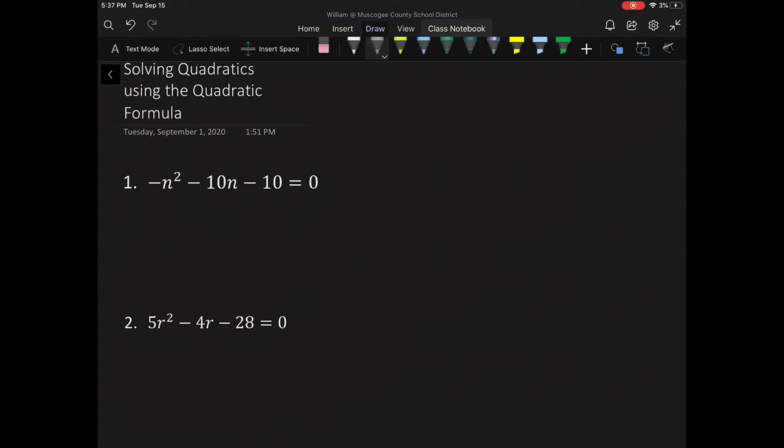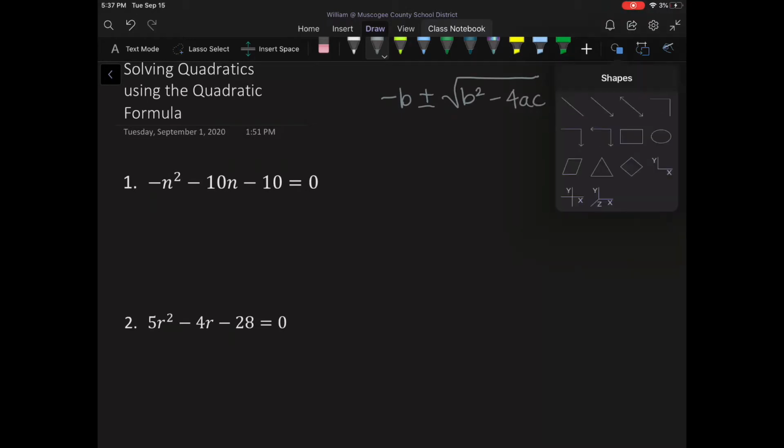Hey everybody! In this video we are going to be solving quadratics using the quadratic formula. In one of my prior videos I proved how the quadratic formula comes about, so let's go ahead and write it here. Negative b plus or minus the square root of b squared minus 4ac, and this will all be over 2a.